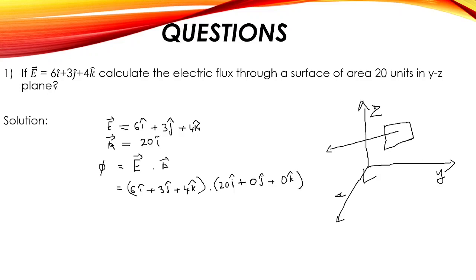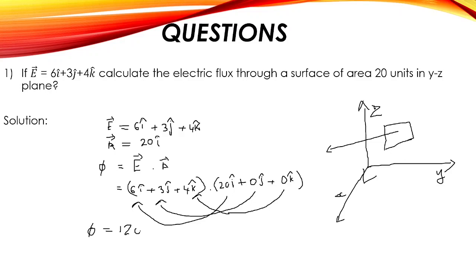So how will we take the dot product of this? We are multiplying the I caps together, J caps together and K caps together. So we multiply 20 I cap with this 6 I cap, and 0 J cap with our 3 J cap, and our 0 K cap with our 4 K cap. So we get the answer: electric flux is equal to, J cap and K cap terms become 0, and 20 into 6 is equal to 120.